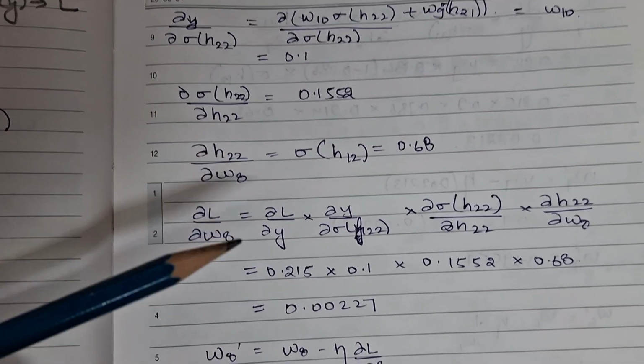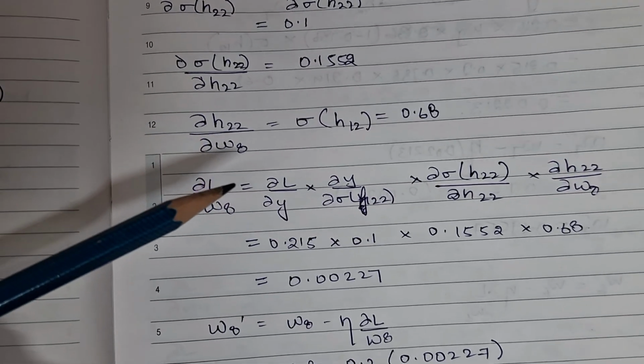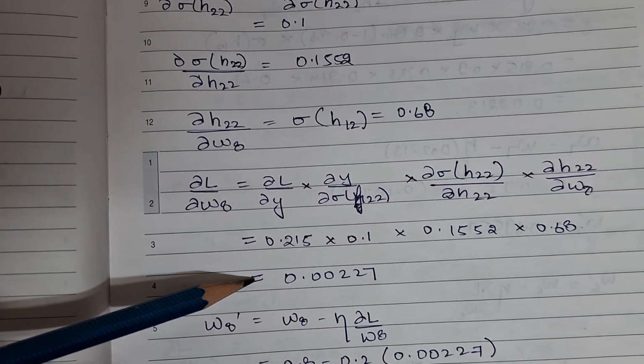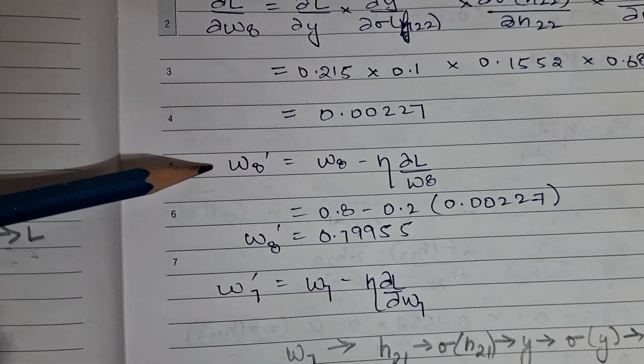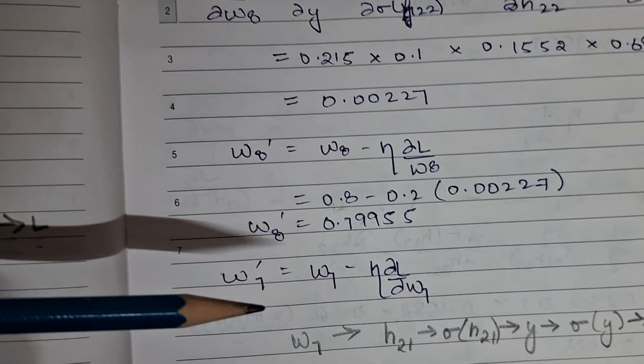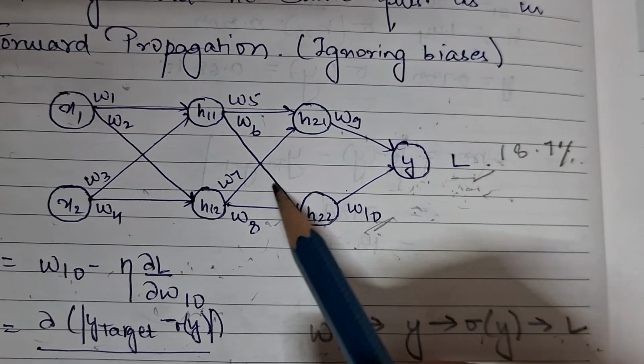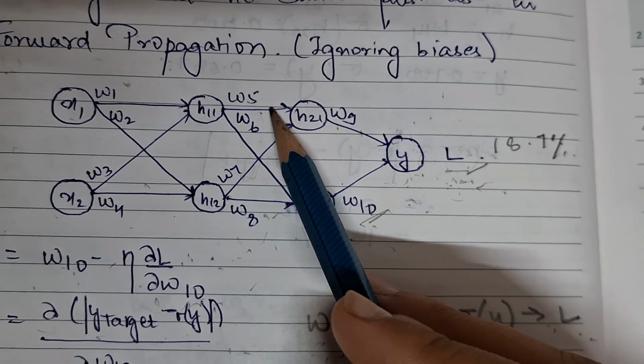After putting all these values in our formula of chain rule, we get the value of del L by del omega 8, which comes out to be this. And we put that value in our gradient descent formula to get the new value of omega 8. The same procedure we do for omega 7, omega 6 and omega 5.